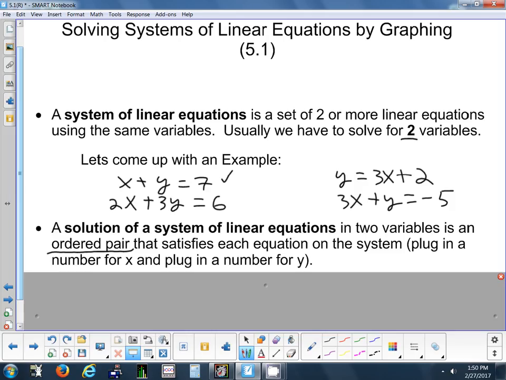What's 2 times 3? 6. Plus, and you said y was 4, what's 3 times 4? 12. Does 6 plus 12 give me 6? No. So the numbers that she picked worked in the top, but they didn't work in the bottom. Okay, we have to find one that works in both.